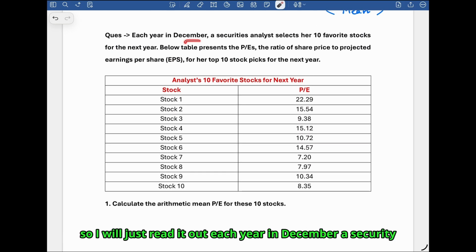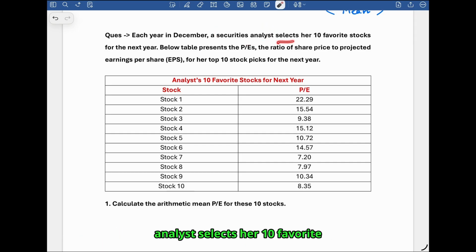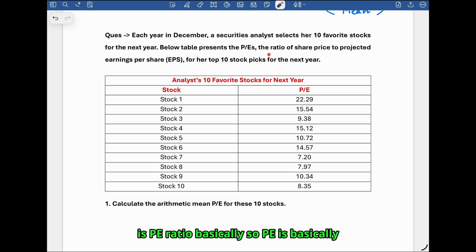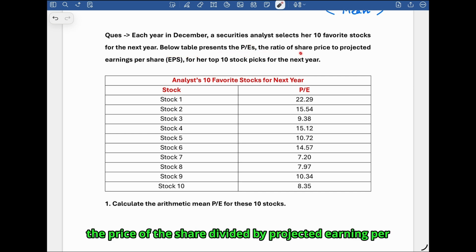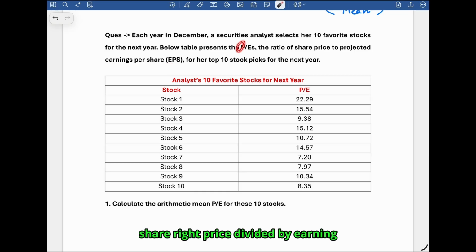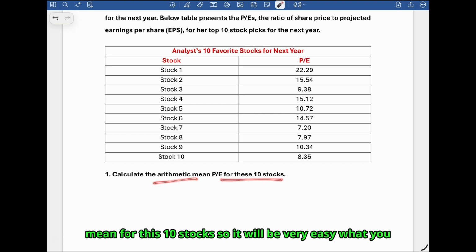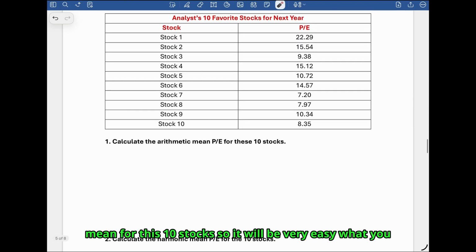Each year in December, a security analyst selects her 10 favorite stocks, which are these, for the next year. The below table represents PE, the PE ratio basically. PE is basically the price of the share divided by projected earnings per share, right? Price divided by earnings per share. So this data is your PE ratio. Now you just want to calculate the arithmetic mean for these 10 stocks. It will be very easy.